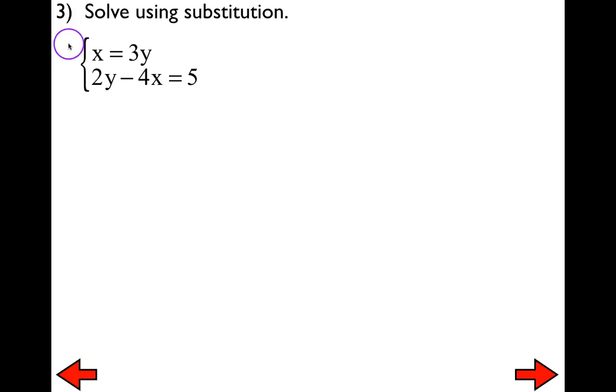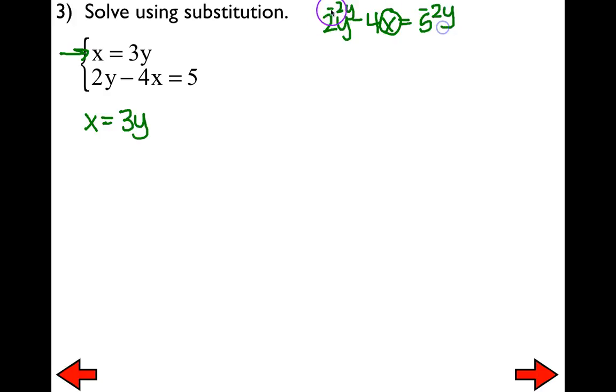Here, I have x that's solved for, so I'm going to go ahead and write that down first. x equals 3y. In the second one, I don't have the equation solved for x, so I'm going to have to change it a bit. So we have 2y minus 4x equals 5. Since I'm trying to isolate x, what I'm going to do first is get rid of the 2y. So I'm going to subtract 2y from both sides, leaving me with negative 4x equals negative 2y plus 5.